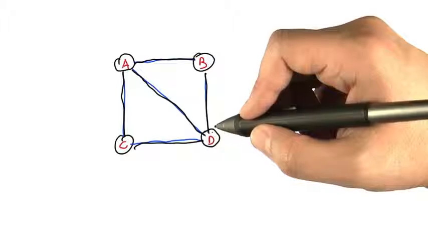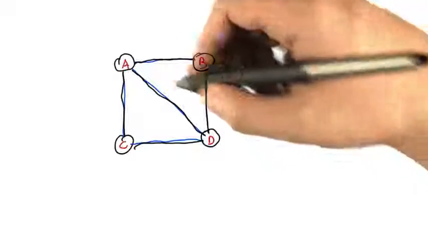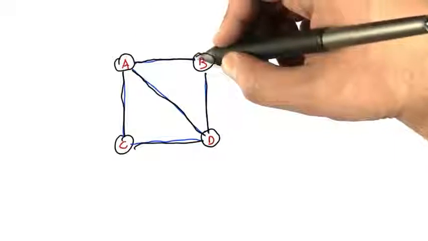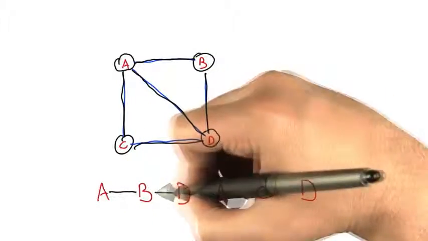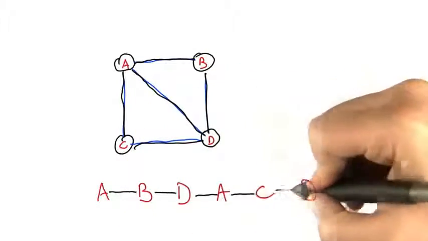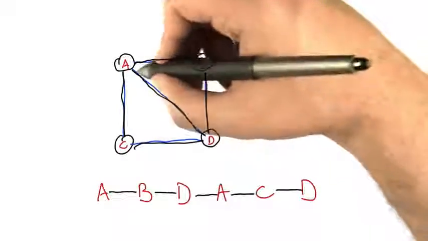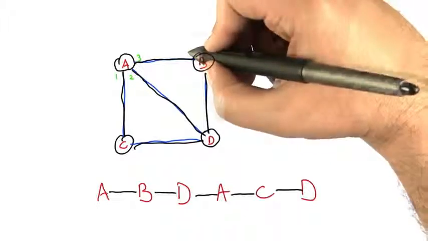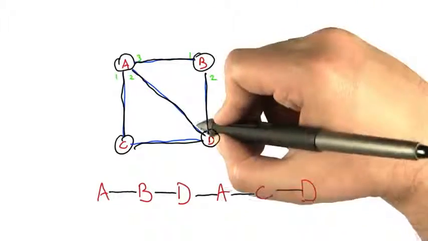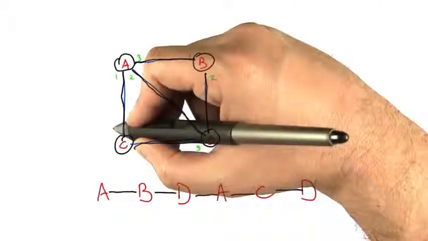Here's something that we can notice about a graph. If it has an Eulerian path, notice what has to happen to all the nodes along the path. So here's what we did in this example. We went from A to B to D to A to C to D. So now let's consider the degree of all the nodes in the graph. So A has a degree of 3, B has a degree of 2, D has a degree of 3, and C has a degree of 2.